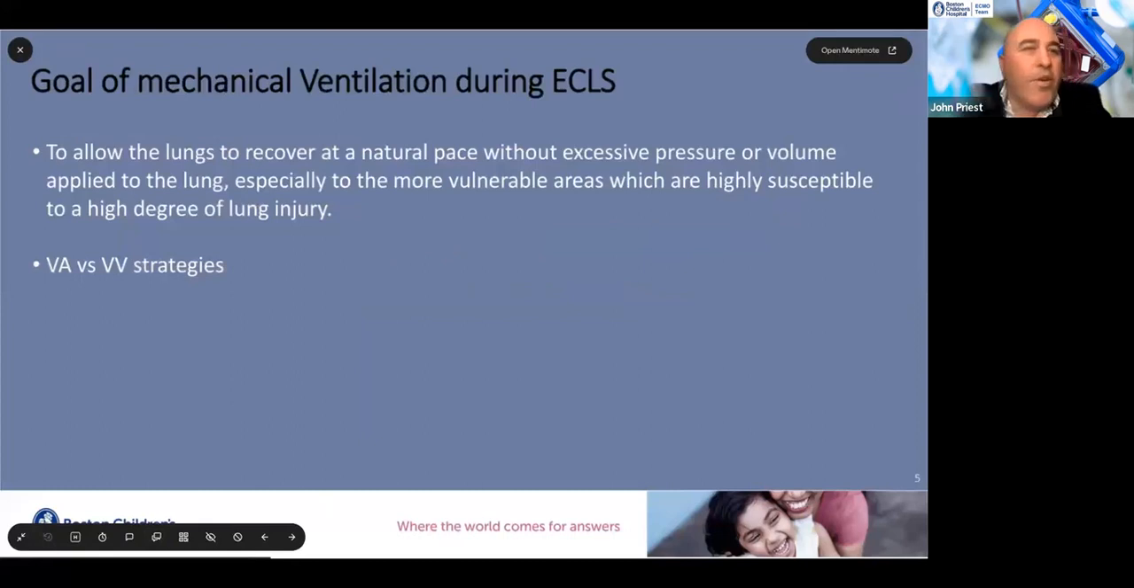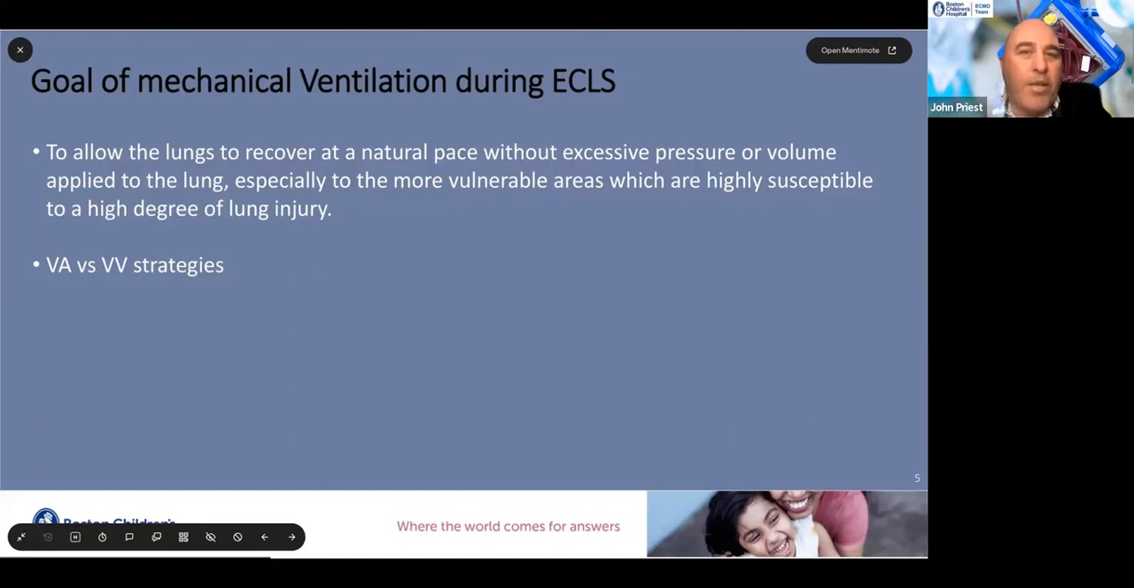So what are the goals of mechanical ventilation during ECMO? Just to reduce this to the most easiest to understand: basically, to allow the lungs to recover at a natural pace without excessive pressure or volume applied to the lung, especially to the more vulnerable areas which are highly susceptible to ventilator-induced lung injury.